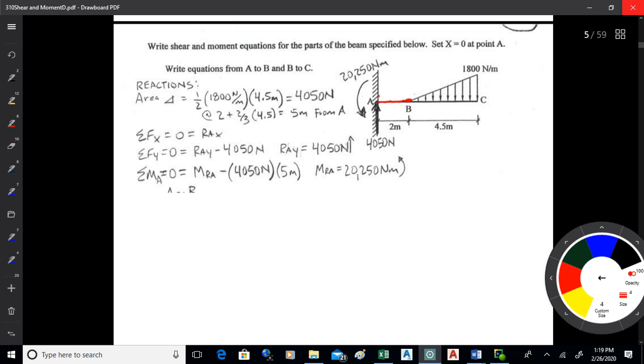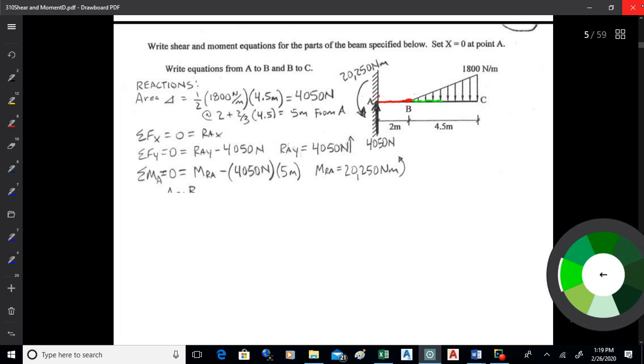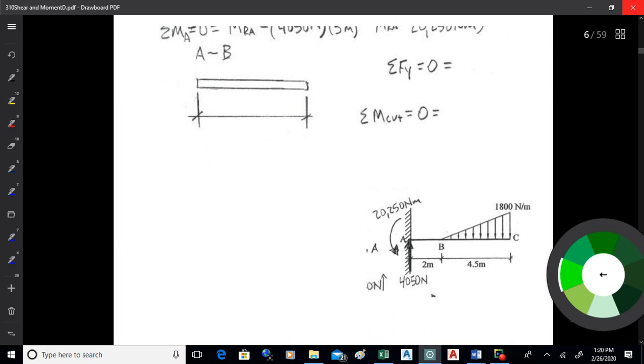But once I get to B, I have a load introduced, so that changes what I have to analyze. From B to C, I'm going to run a second set of equations. I can't run one set of equations for the whole beam because the load's changing. So what I need to do is write a free body diagram that will hold for a section of the beam. The first one I can do is from A to B. I've got the beam written there for you, and what I want to do first is get a free body diagram of that going. This one's going to be quite simple because there's no loading there.